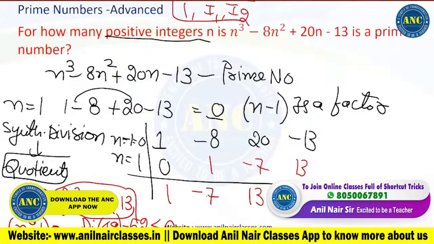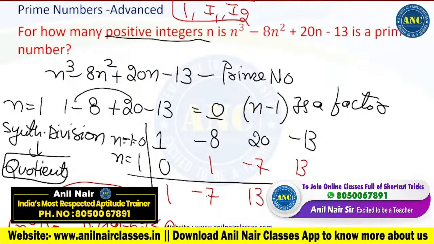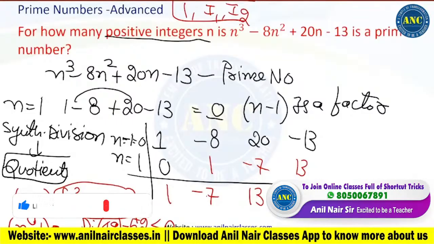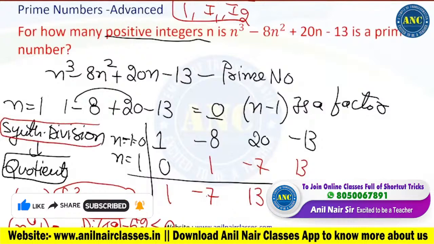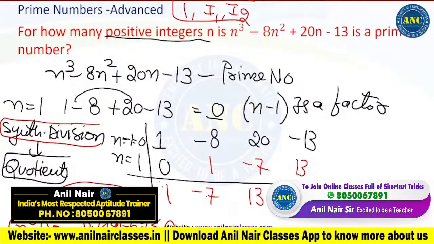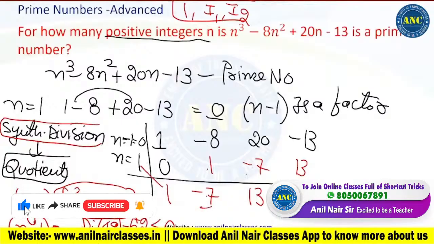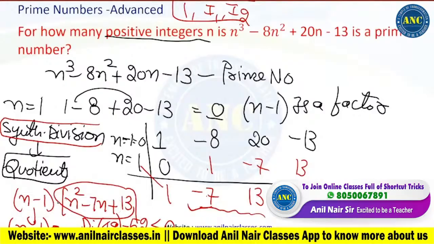Again I am repeating. n cube minus 8n square plus 20n minus 13 is a cubic expression. He is asking how many positive integers n can take. For n value 1, n minus 1 is a factor. Then do synthetic division, which helps us in finding the quotient. 1, minus 8, 20, minus 13. 1 plus 0, 1. 1 ones are 1, minus 8 plus 1 is minus 7, 20 minus 7 is 13, 13 ones are 13. So when a cubic is divided by a linear factor, what remains is n square minus 7n plus 13.